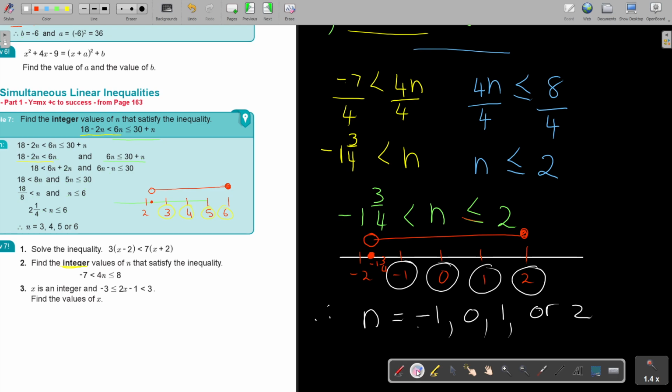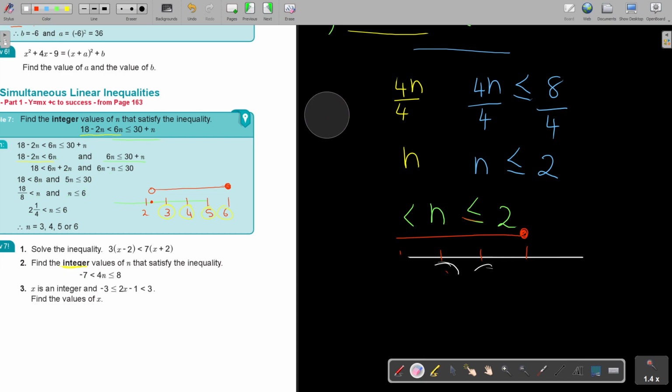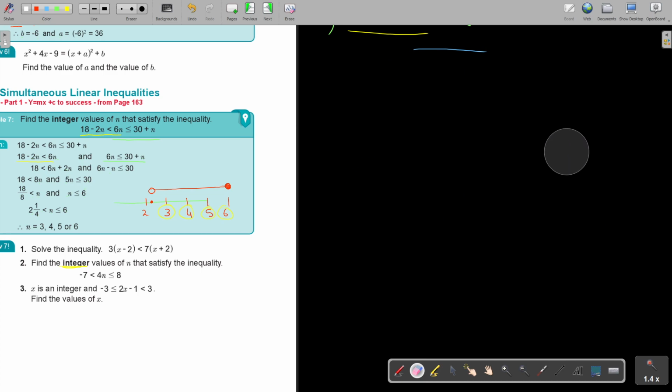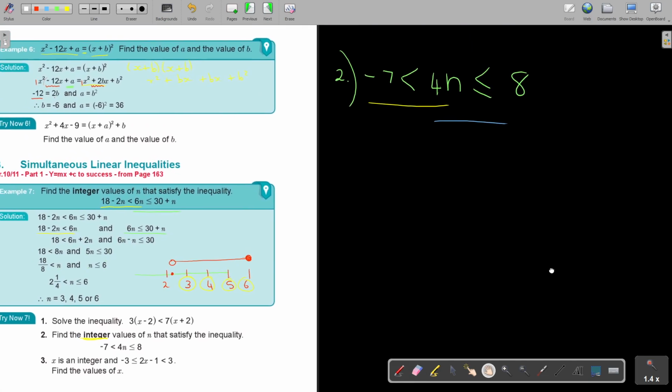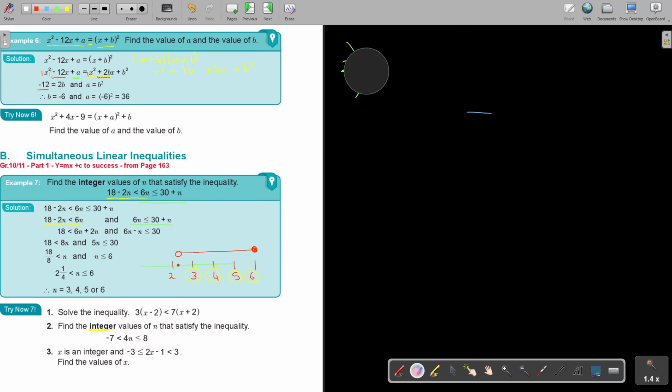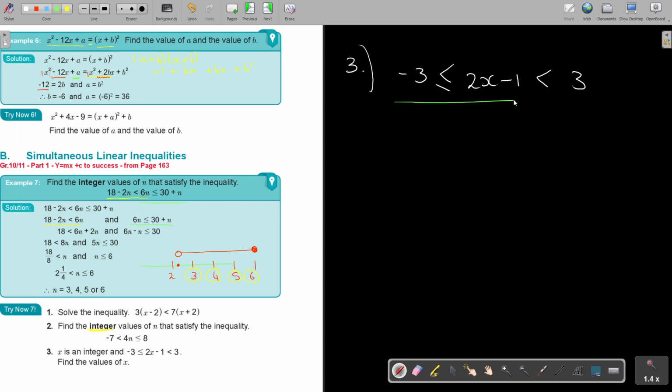Okay, let's do the final one, number 3. I think the previous one was a very simple one. So let's see if the next one is a bit more challenging. Okay, so let's start with number 3. x is an integer, so it's not always n, now it's x. And I think it's a bit more challenging because of the 2 in the middle. So it's 2x minus 1. Like the example I gave you, this one and this one, break it up in 2.